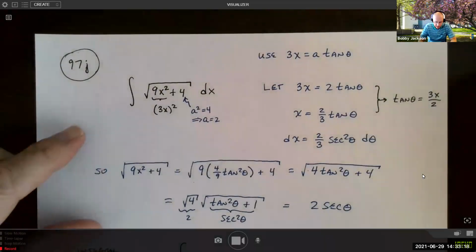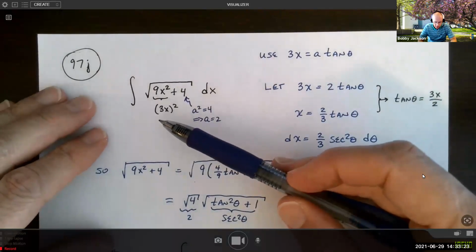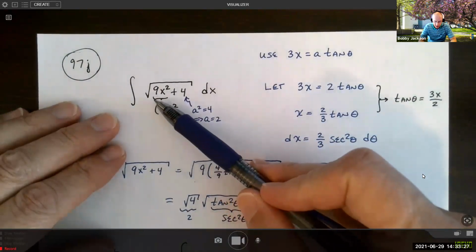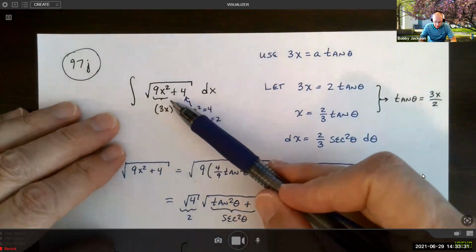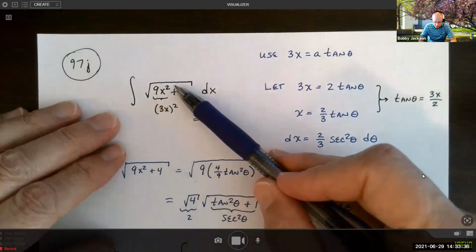Take a look at 97J. This is a trigonometric substitution problem. It's the integral of the square root of 9x squared plus 4. It looks fairly innocent. Again, notice there's no form of general substitution that will work.